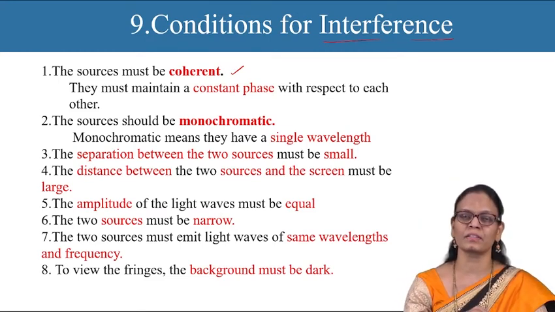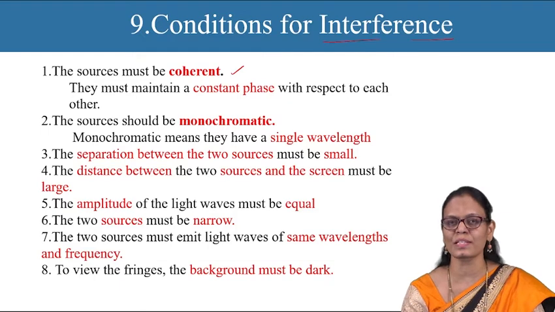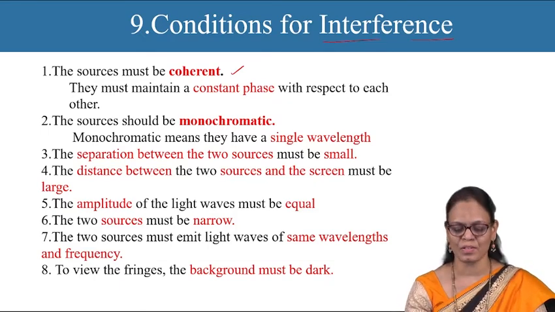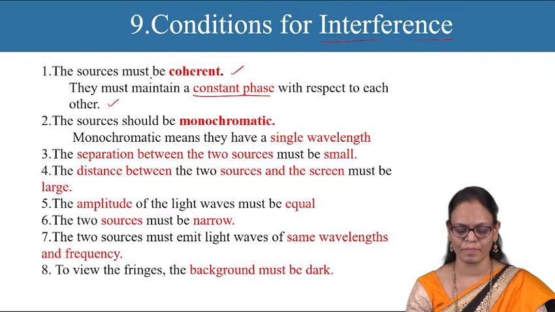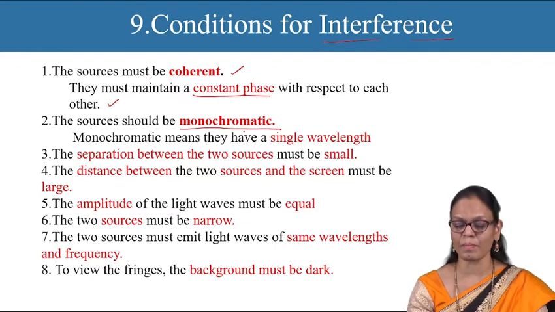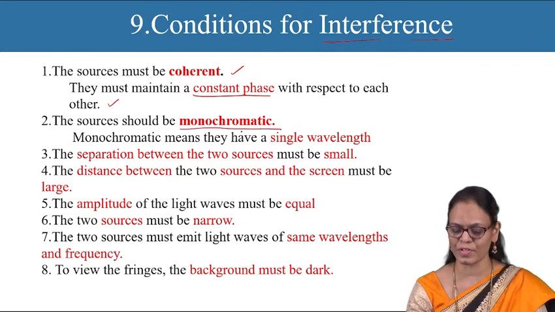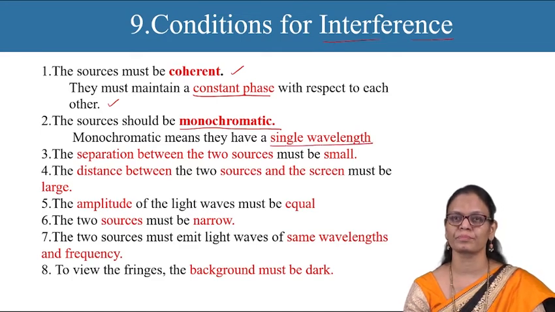We are seeing that the light arrives at the two slits traveling equal distance so that they will be in phase. So they must maintain a constant phase with each other. Then we say they are coherent. Then the sources should be monochromatic. We should use light of single wavelength.